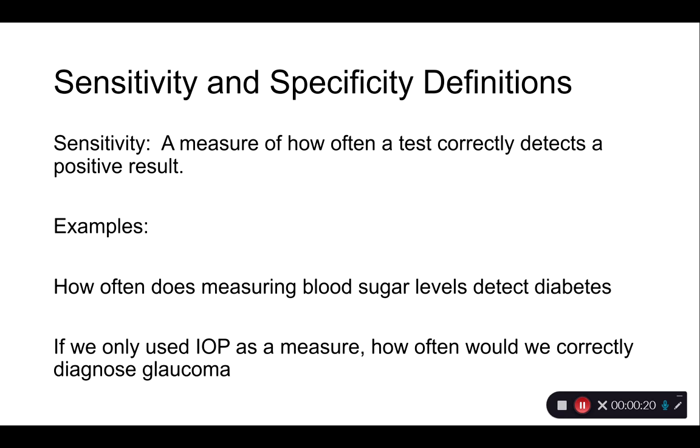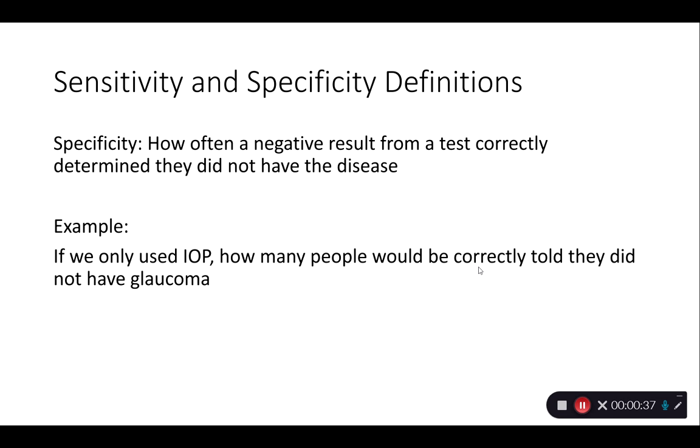Sensitivity and specificity definitions. Sensitivity, a measure of how often a test correctly detects a positive result. Examples, how often does measuring blood sugar levels detect diabetes? If only using IOP as a measurement, how often would we correctly diagnose glaucoma? Specificity, how often a negative result from a test correctly determines a person does not have the disease. An example, if we only used IOP, how many people would be correctly told they did not have glaucoma?